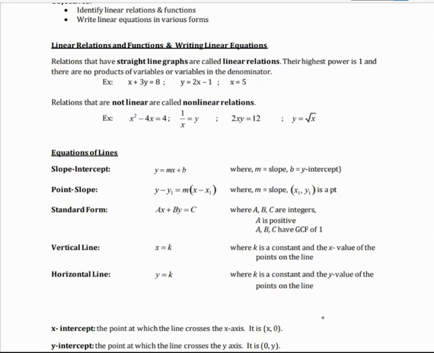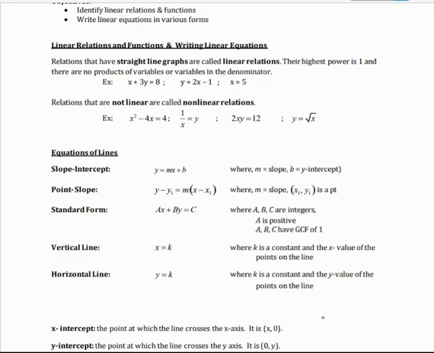However, below are examples that are not linear. This first one here has a power of 2, so we do not call that linear. In fact, we call that quadratic. Our second example has a variable in our denominator, so that is not linear. That's going to be a reciprocal or rational function. Our next one has a product of variables, so that is no good as well.